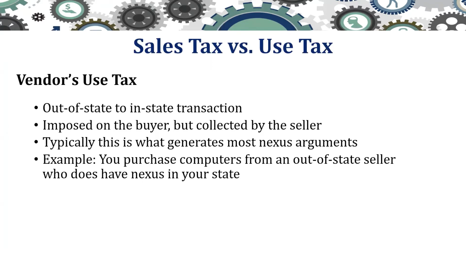Then there's use tax, and there's two versions of use tax, and the only difference is who is responsible for sending that tax into the state. Use tax is on an out-of-state to an in-state transaction. So generally the seller is out-of-state and the buyer is in-state, or vice versa. Again, the tax is always imposed on the buyer, but in a vendor's use tax transaction, it's collected by the seller. This is the type of tax that Wayfair is after. This is what creates the nexus arguments, because it's an in-state, out-of-state transaction.